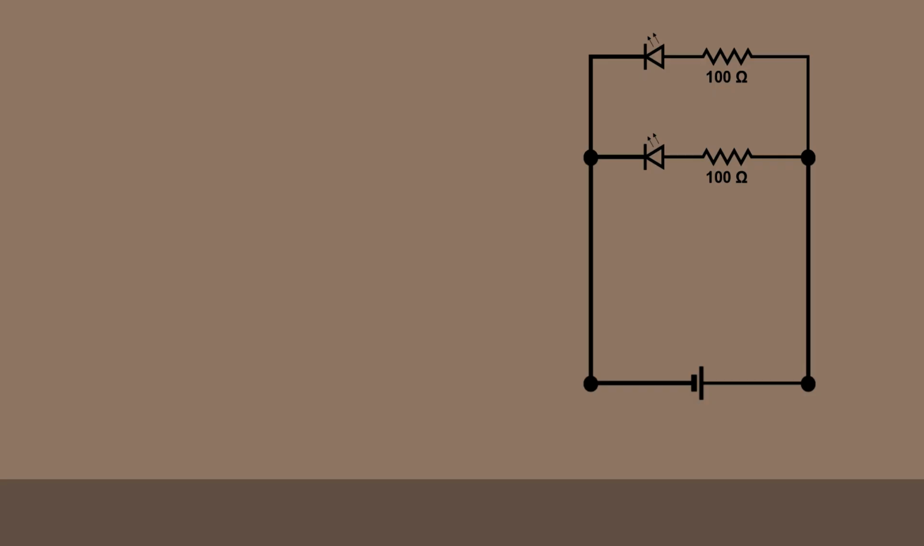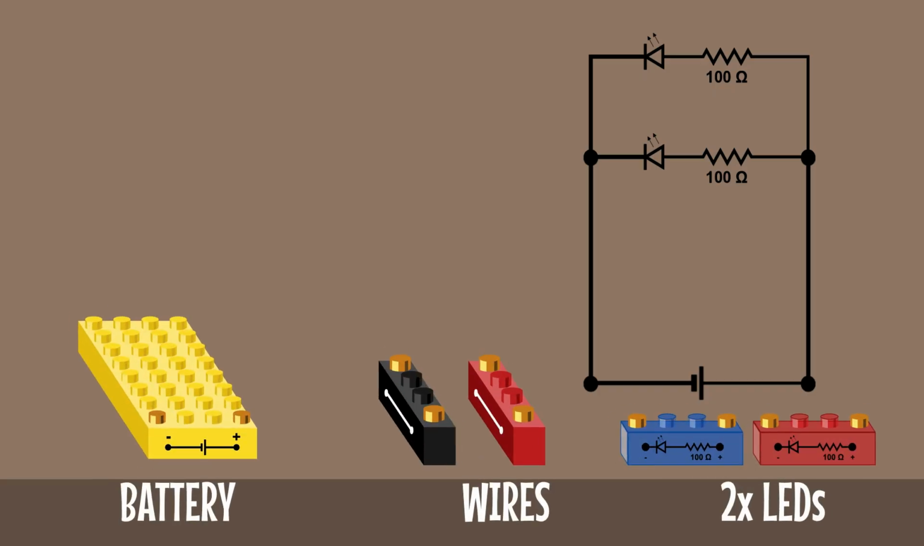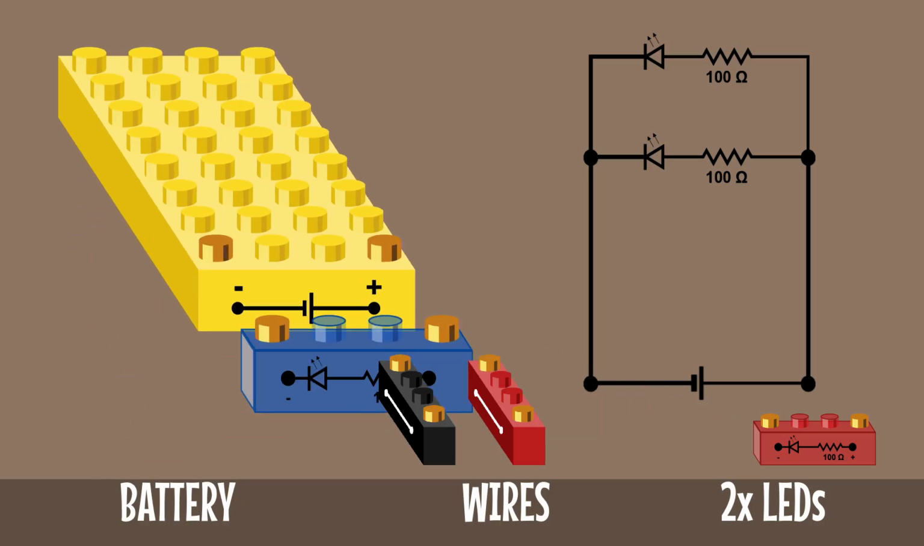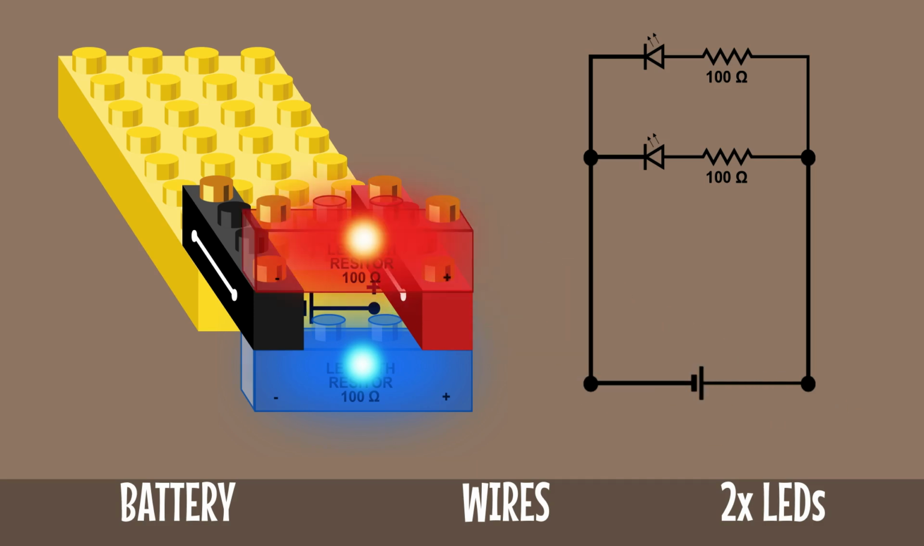Because this type of circuit's new, let's go ahead and build one together. We'll need the battery, 2 wires, and of course, our 2 LED blocks. I'm going to grab a red one and a blue one. I'll first build our LED circuit we've built before. Then let's add our LED on top. Now we have 2 closed loops for the current to flow.